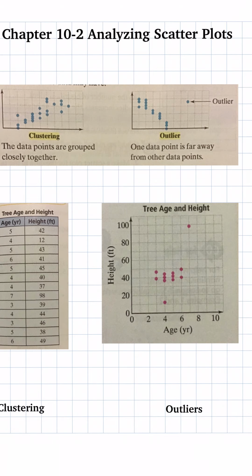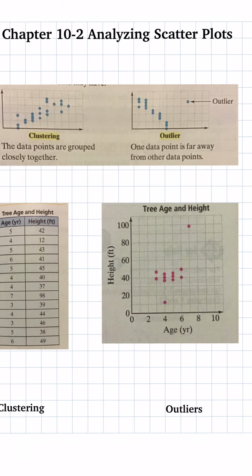So clustering: the data points are grouped closely together. Outliers: one data point is far away from the others. So here's the cluster, here's the outlier.